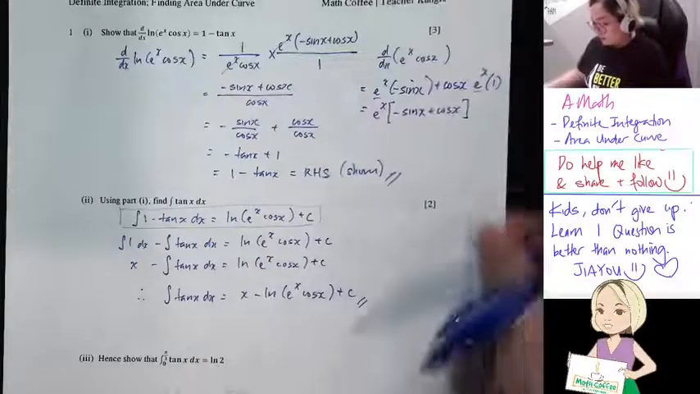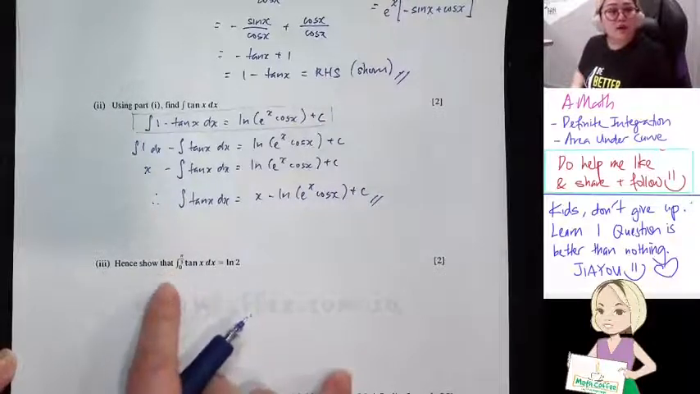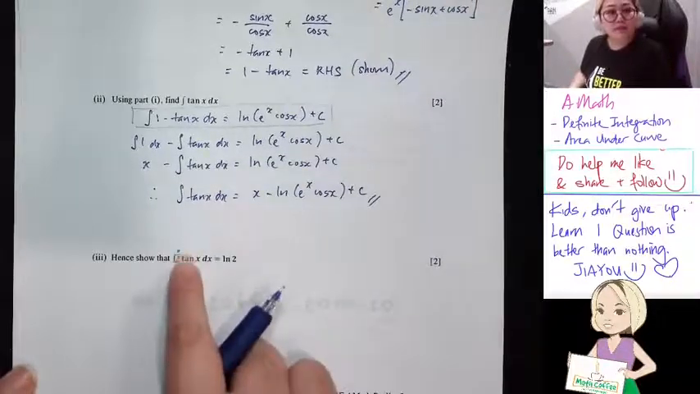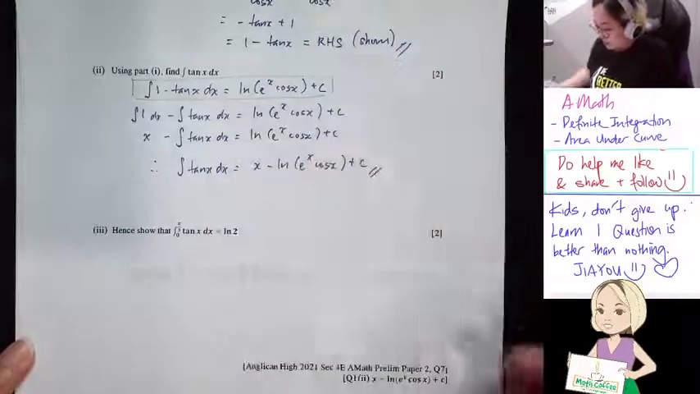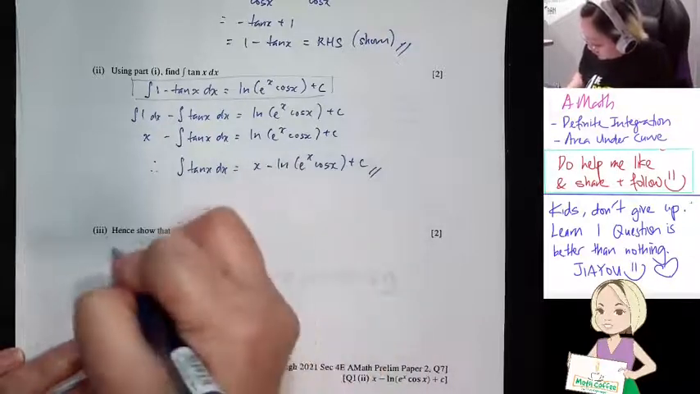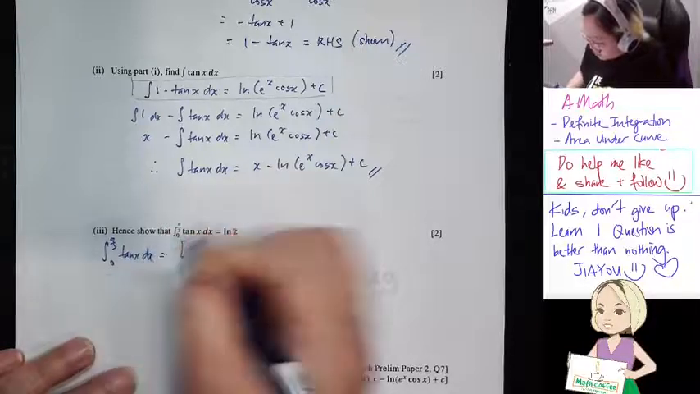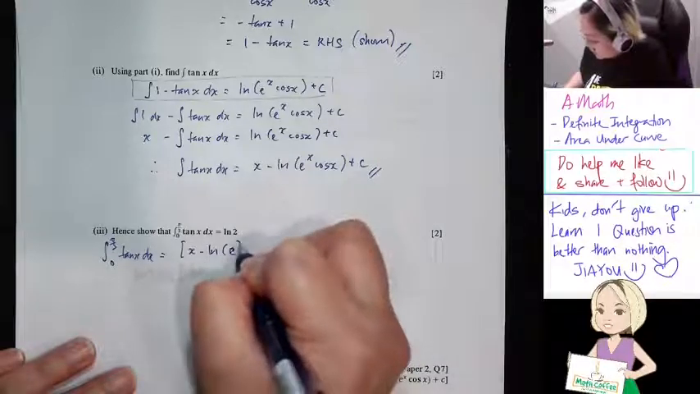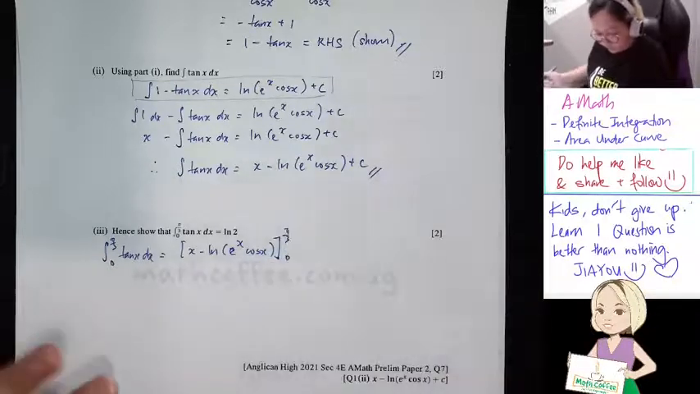Okay, next. They say, hence, show. Okay, so we already have this one. Okay, we know it's this answer. So we need to sub in the limits. Okay, this is a little tricky. So be careful of how I manipulate. So it means that I want to put this. I can write here, integrate from 0 to pi over 3 of tangent x dx equals to the limits put here. This is x minus ln e to the power of x cosine x, limits pi over 3 and 0.